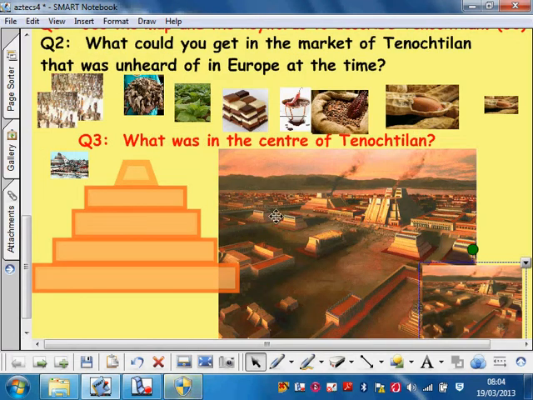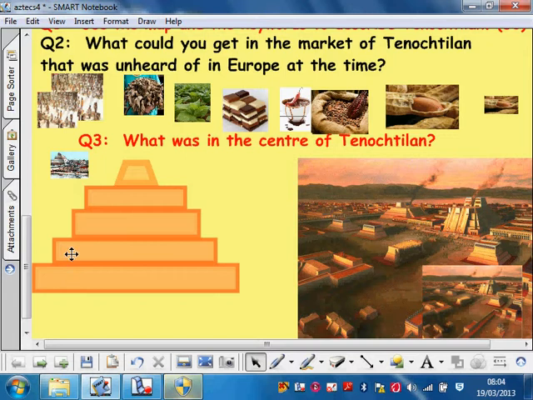And as you can see from the picture here, the Aztecs built what's called ziggurats. This sort of step pyramid is a ziggurat. And in Egypt, pyramids are tombs for pharaohs. In the Aztec Empire, they're temples. It's on the top of these pyramids here where the human sacrifice takes place.